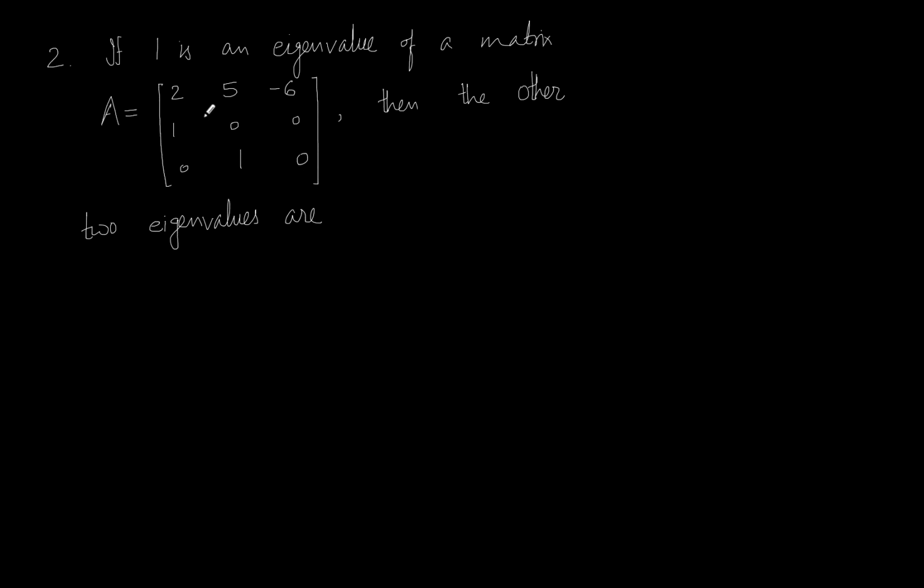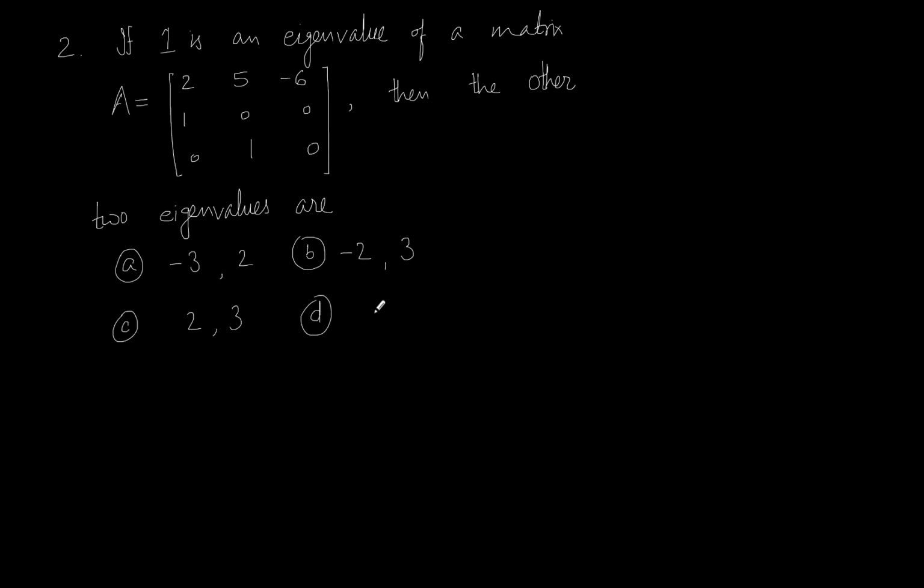Next question is, if 1 is an eigenvalue of a matrix A, which is given by 2, 5, minus 6, 1, 0, 0, 0, 1, 0, then the other two eigenvalues are 2, 3, and minus 2, minus 3. So these are the four options. So this question is quite easy.